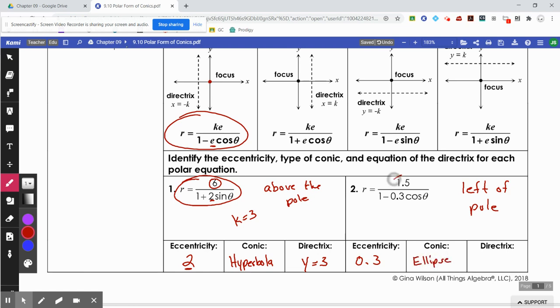The directrix we can find by looking at the top. The top, notice again, is the value of k times e. So this is going to be k times 0.3. So that means my k value must be 5. But it's going to have an equation of x equals, now notice it says x equals negative k. So that's going to be x equals negative 5 would be my directrix.